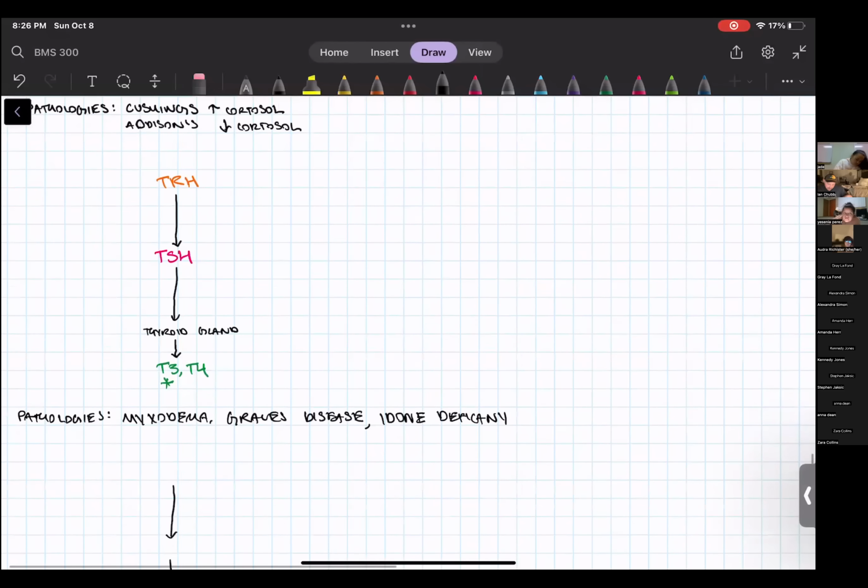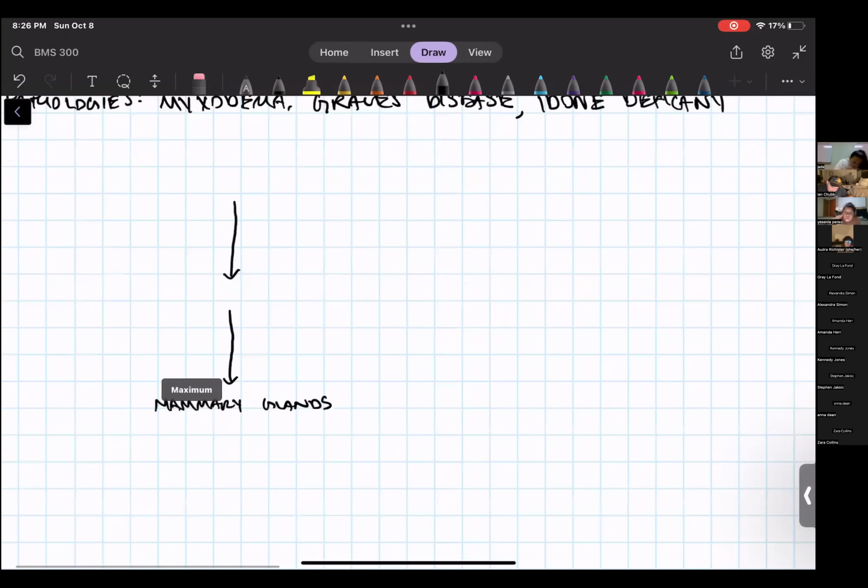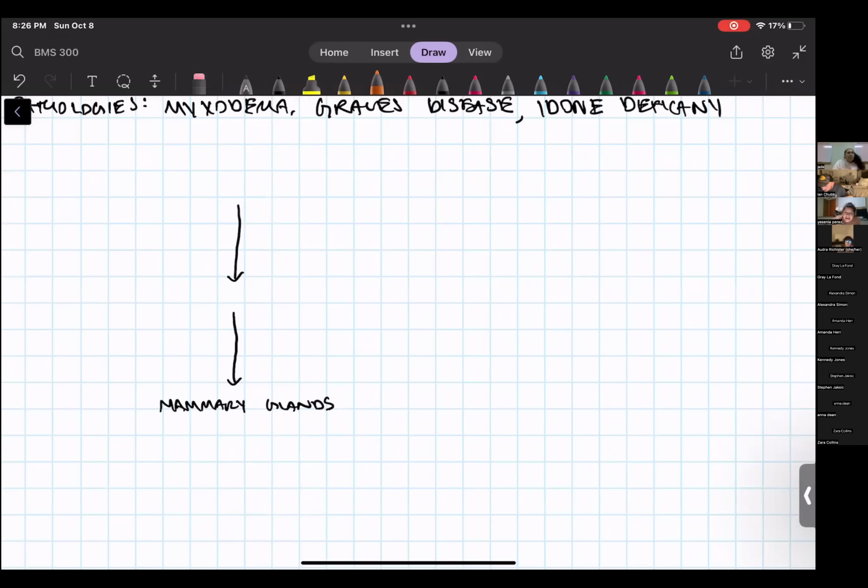Cool. And next one, so mammary glands. Which one works on the mammary glands? Prolactin. Perfect. So we have prolactin. What comes from the hypothalamus? Which one specifically? Some good old oxy right there. So this will be oxytocin.